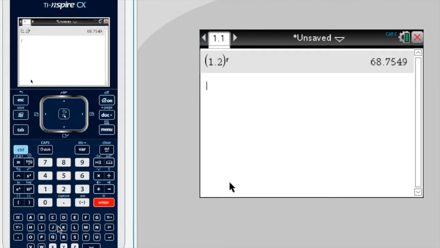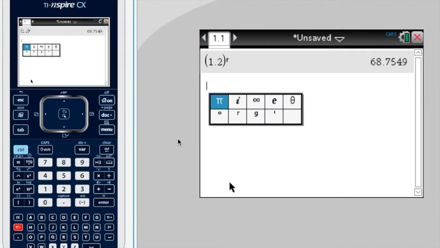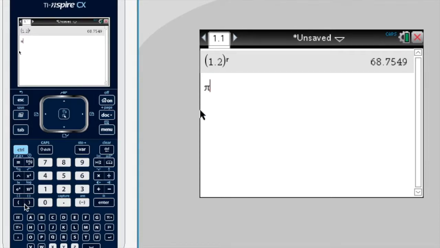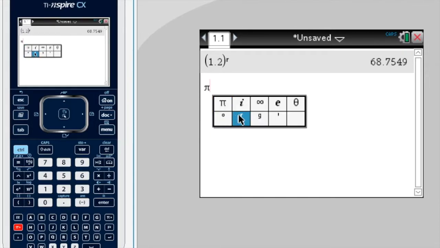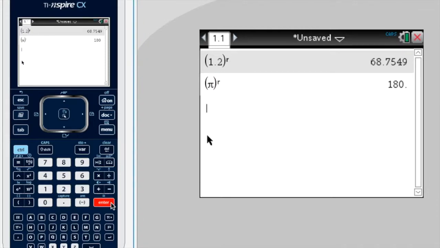So what about pi, for instance? We could actually use pi and then say that's radians, and then press enter. 180 degrees, that's exactly what we would expect. So that is handy if you want to stay in degrees mode and you need to convert radians to degrees.